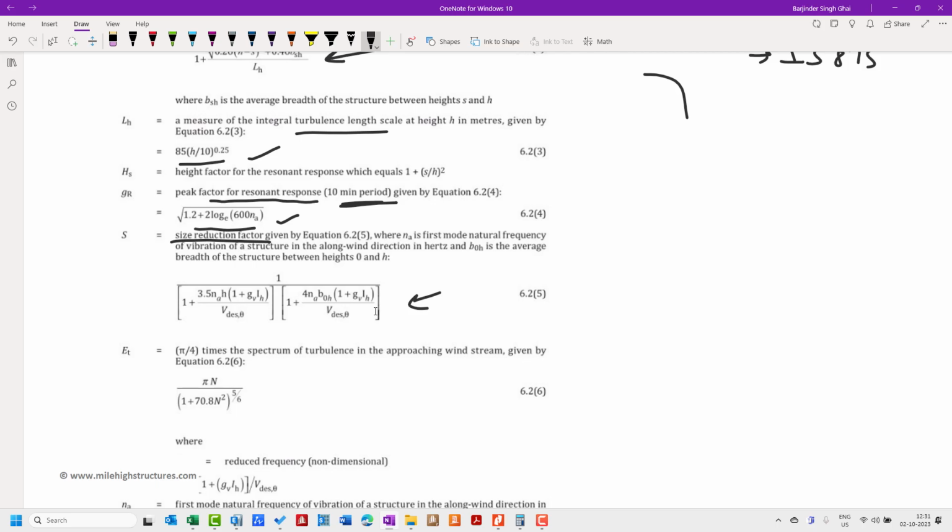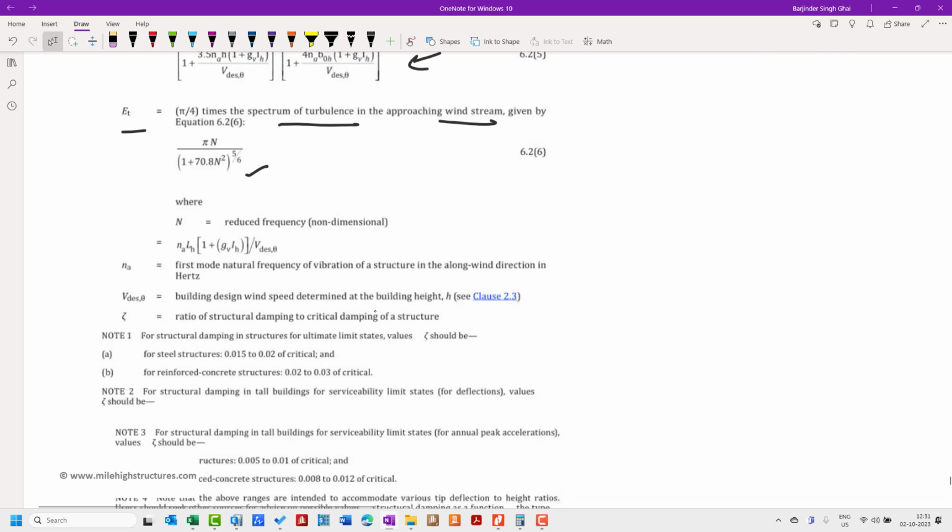We're talking about the B0H, we're talking about the GV and IH. So I won't be diving deep into it, but we shall be calculating the practical example, which shall help you in understanding all of this very quickly. ET is the spectrum of turbulence in the approaching wind stream given by this particular equation, and NA is the first mode natural frequency, and V design theta is the building design wind speed.